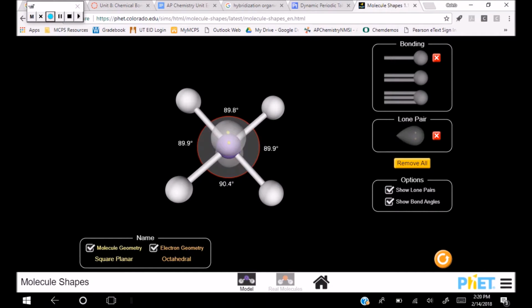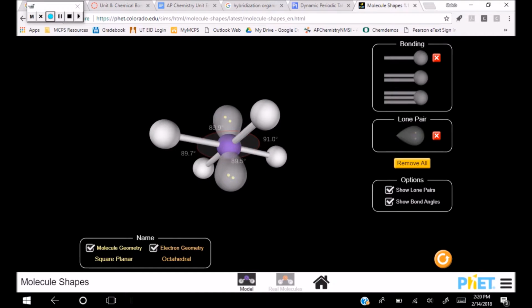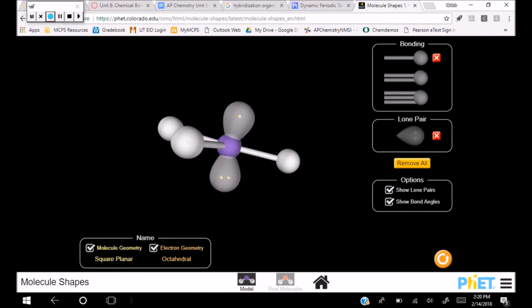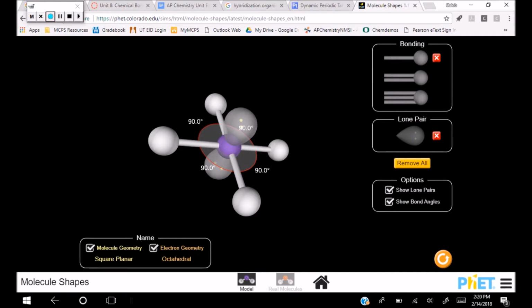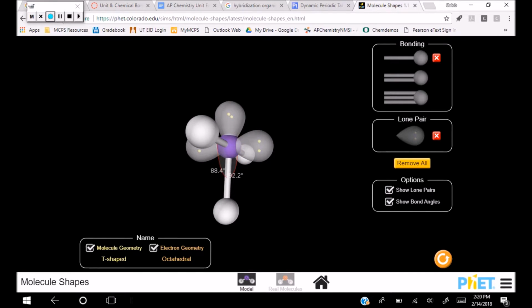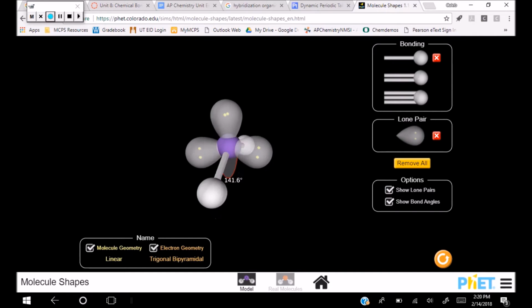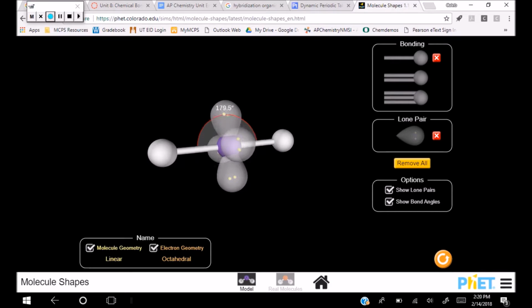This molecule is actually rather flat if you ignore the lone pairs. I can drag it appropriately. There you go. It's a flat molecule. Everything's 90 degrees here. And then I believe one last domain. We also get a T-shaped with octahedral this way. And last but not least, we get another linear molecule based off of how many lone pairs there are on that center atom.